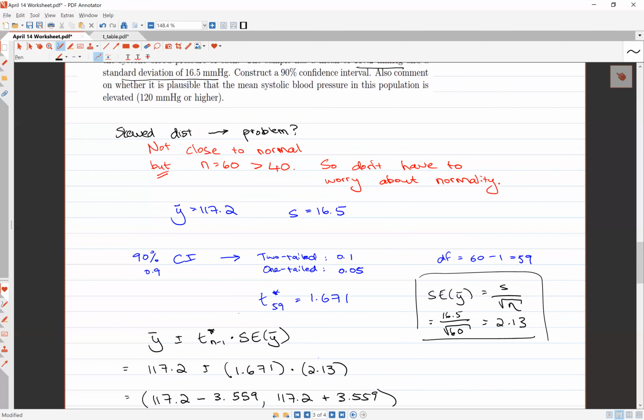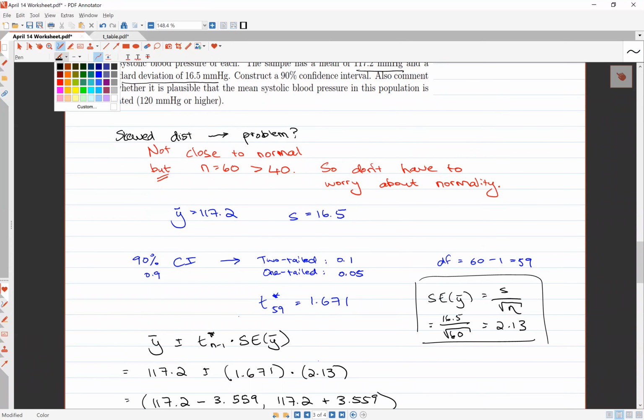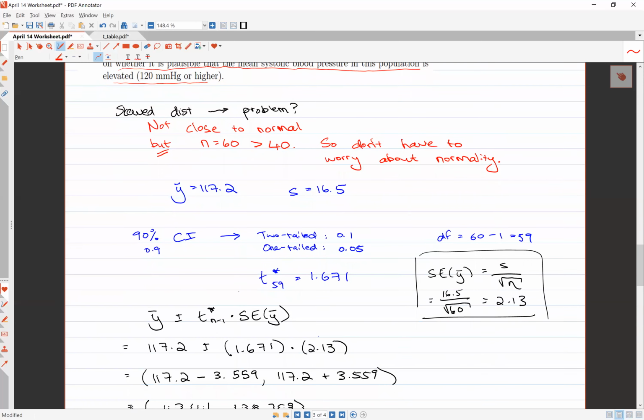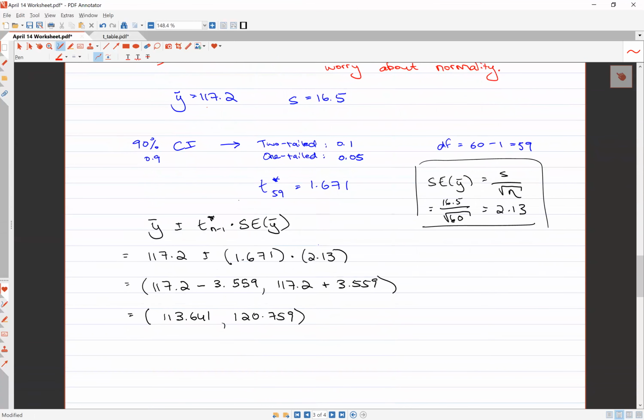Now, the question concludes by asking us, comment on whether it is plausible that the mean systolic blood pressure in this population is elevated. In other words, that the true mean is 120 or higher. So looking at this confidence interval, does it contain values that are 120 or higher? Yes, it does.